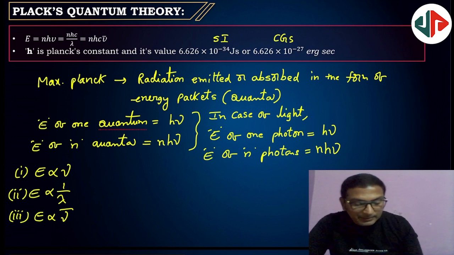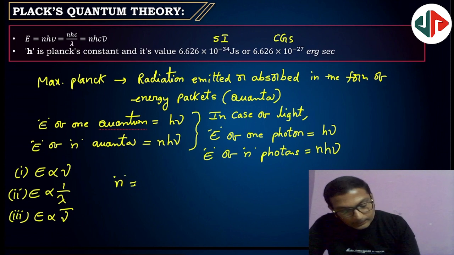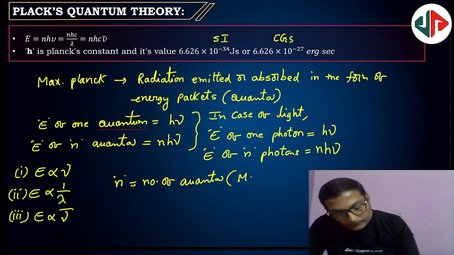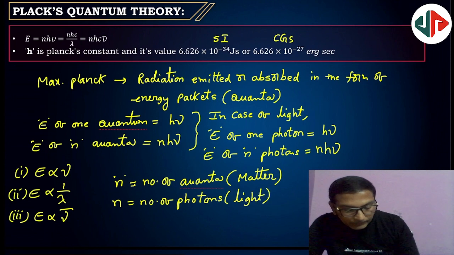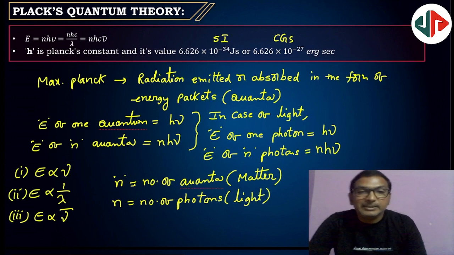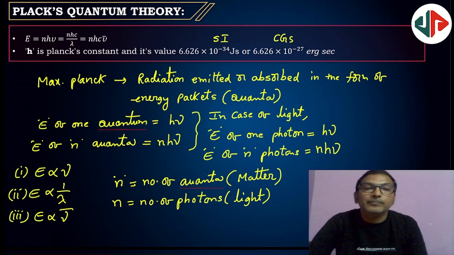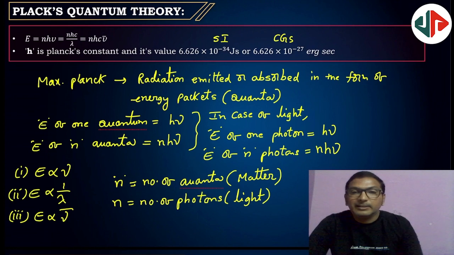Here small n represents number of quanta in case of matter or material particles, that is equal to number of photons in case of light. Small n represents number of quanta in case of matter, number of photons in case of light. So simple problems will be there on this topic.